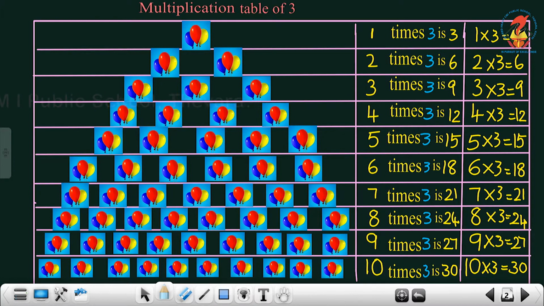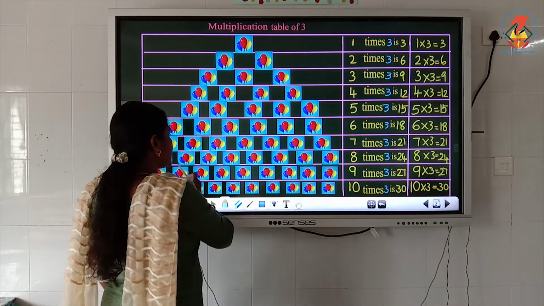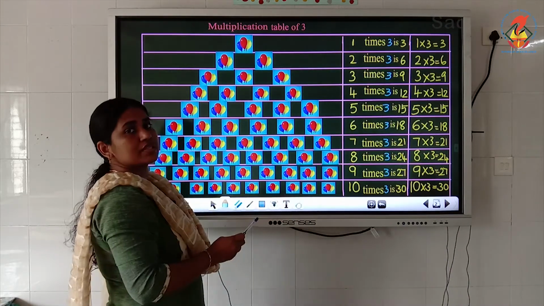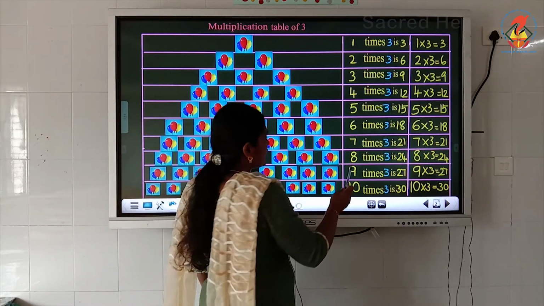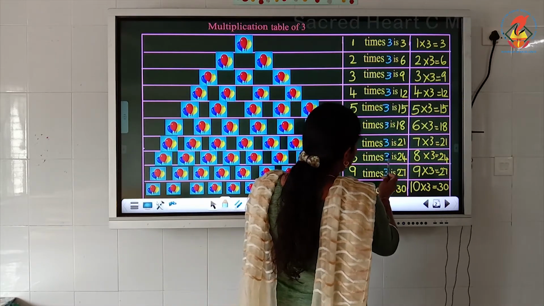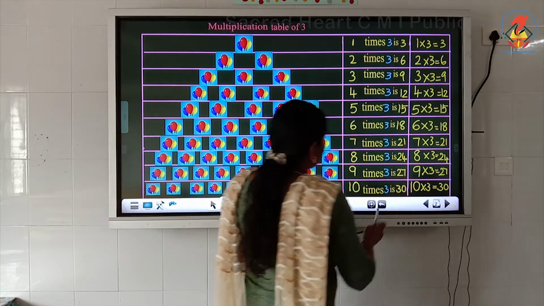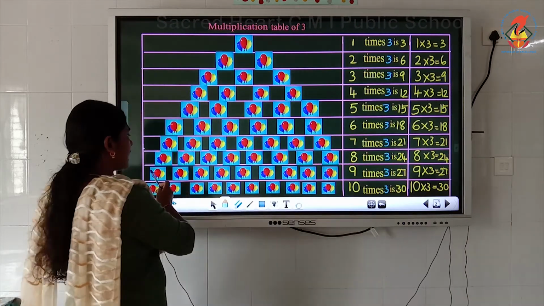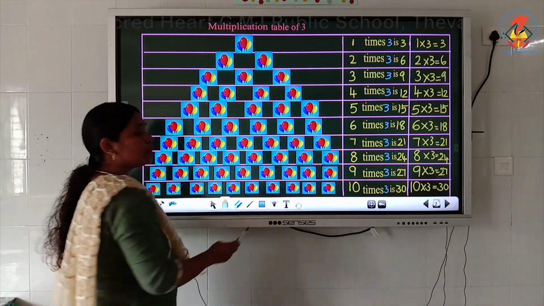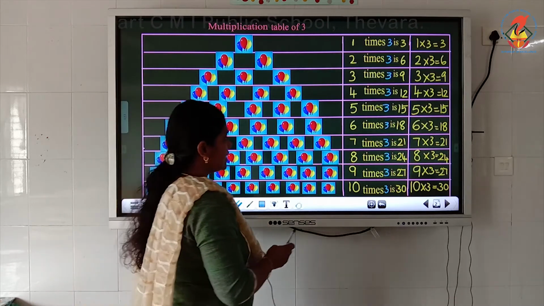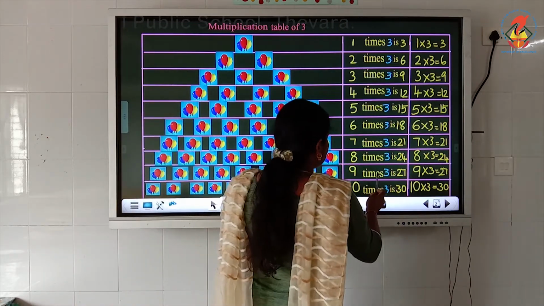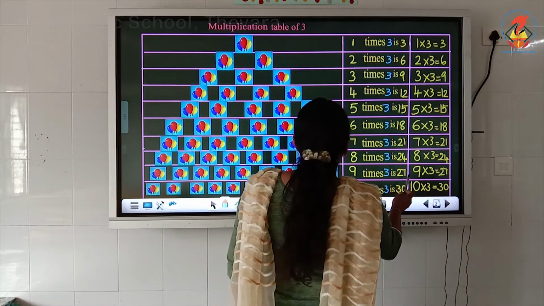The next one we can see 7 groups of 3 balloons each. So we can write it as 7 times 3 is 21. In the next box we can see 8 groups of 3 balloons each. So we can write it as 8 times 3 is 24. The next box we can see 9 groups of 3 balloons each. So we can write it as 9 times 3 is 27.